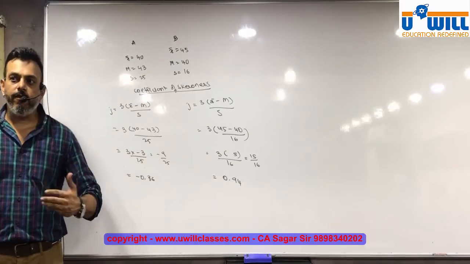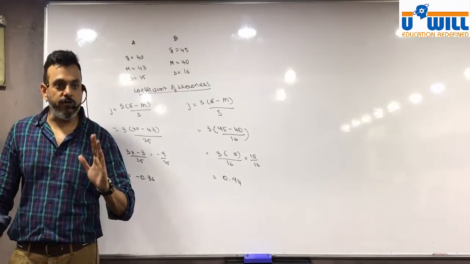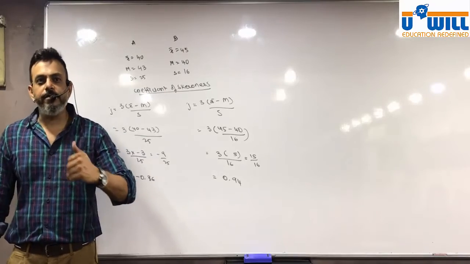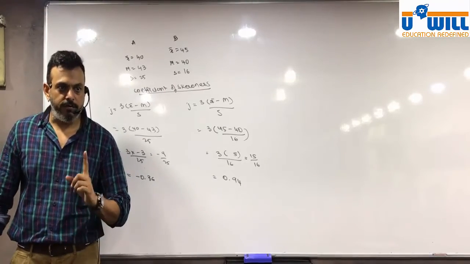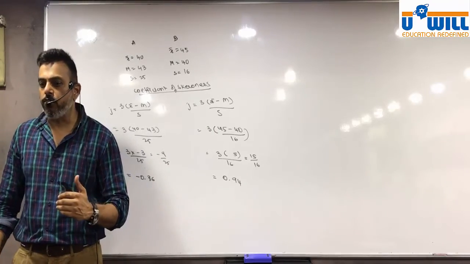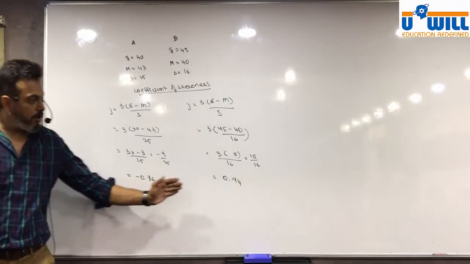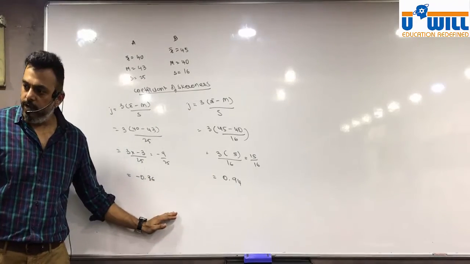Now the question is, which one is more closer to symmetry? What is symmetry? Symmetry is not zero. Symmetry means skewness is equal to zero. There's a difference. Okay, symmetry means skewness is equal to zero. So which is nearer to zero, A or B? A is nearer.